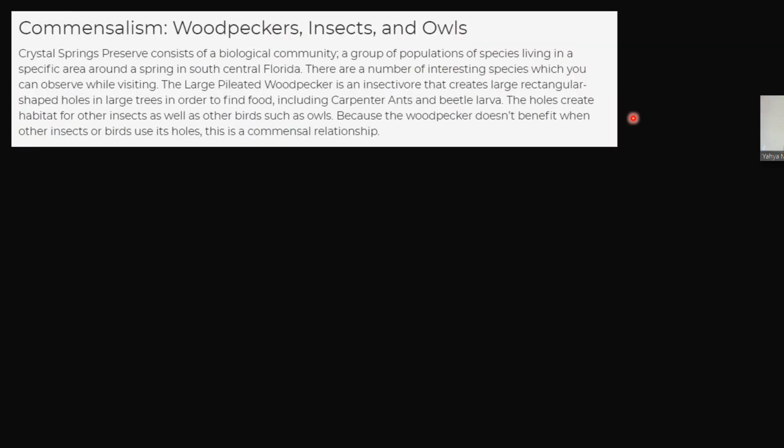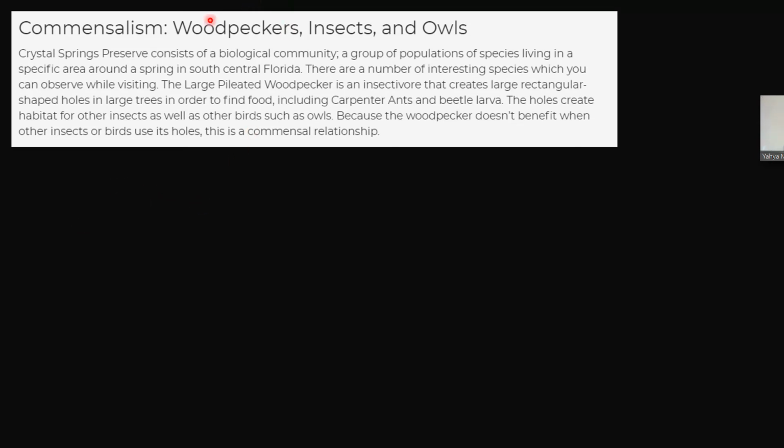Now this is just giving an example of commensalism. What is commensalism? Remember, this is where one benefits and the other doesn't care. Like the whale, right? The barnacle is on the whale. The barnacle benefits, but the whale doesn't really. It doesn't matter to the whale one way or the other.